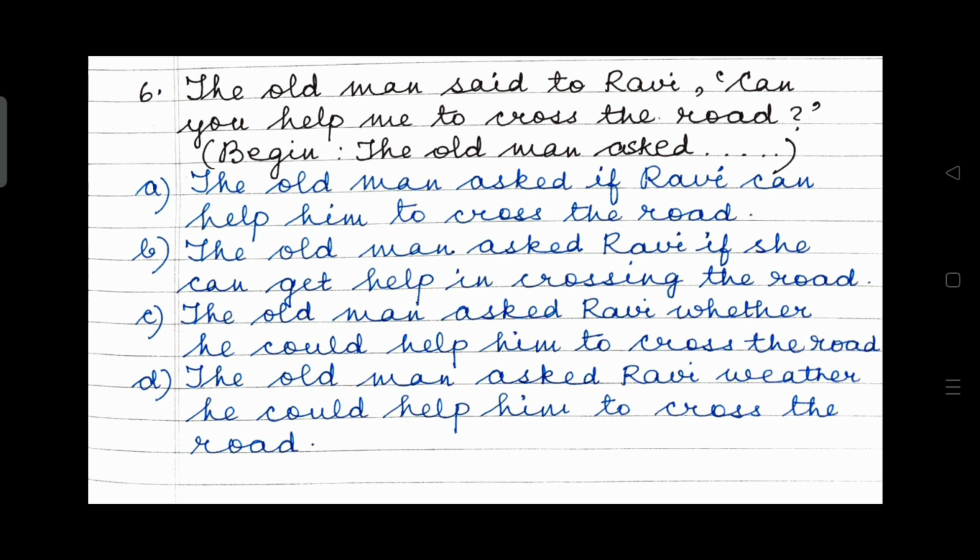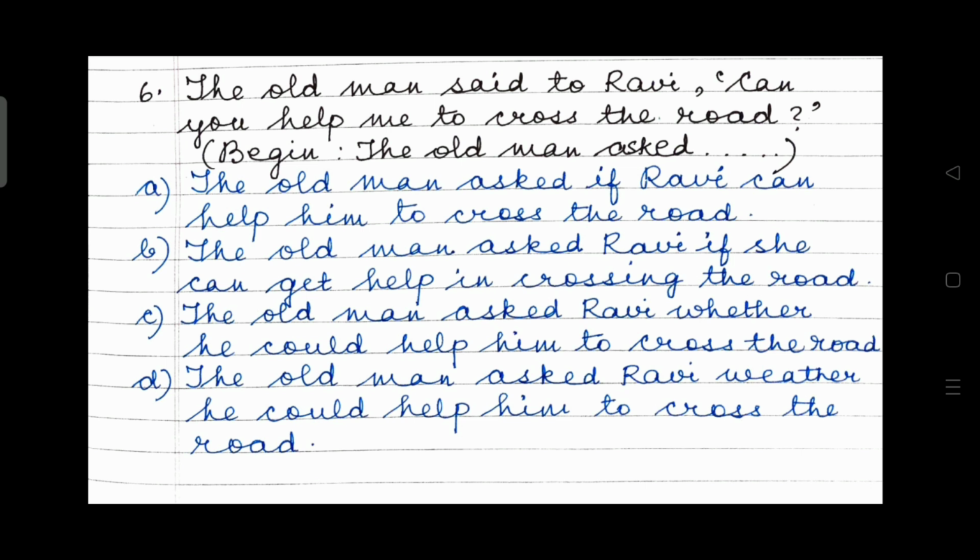Begin, the old man asked. Option A: The old man asked if Ravi can help him to cross the road. This is incorrect. Why? Because the reporting verb said is in the past tense, and if your reporting verb is in the past tense, you will have to change all the tenses, unless it is a universal truth or a habit.